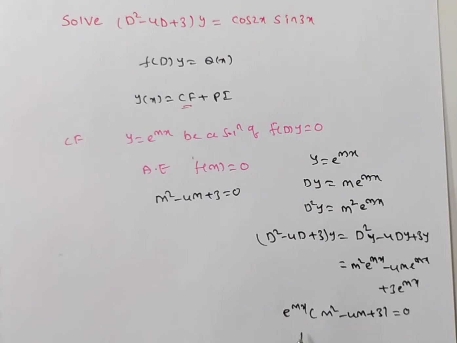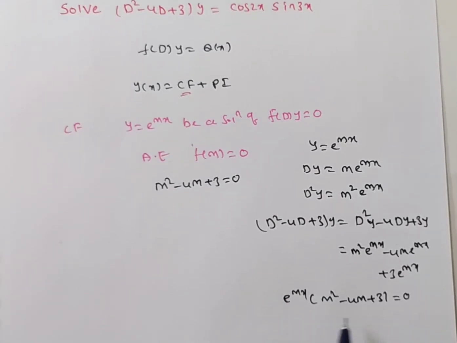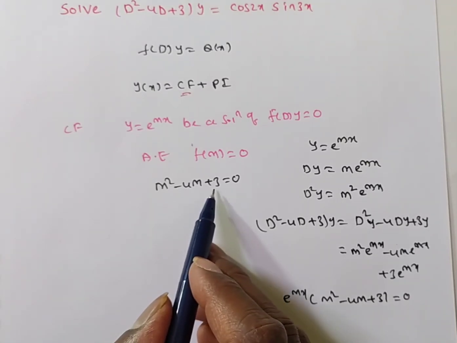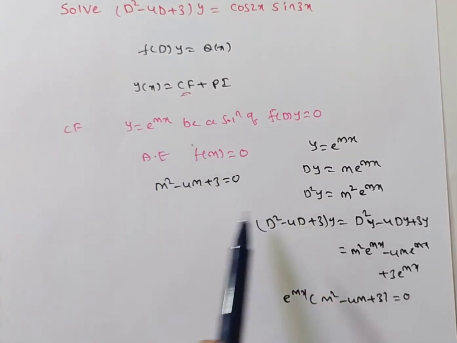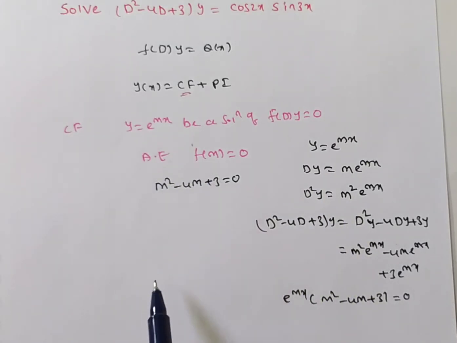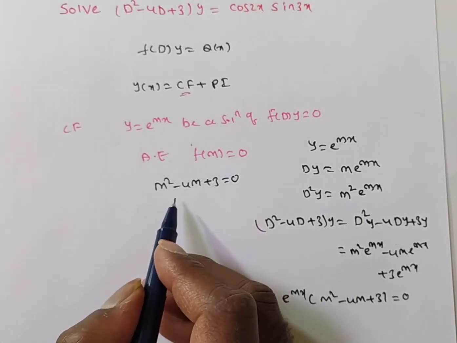Now it is in the form of a product of two functions. If the product of two functions is 0, then either both are 0 or any one of them is 0. In this case e^(mx) is never 0. So which is 0? m² − 4m + 3 = 0. So this is the procedure to get the auxiliary equation. Right, now we have to find the roots for this.